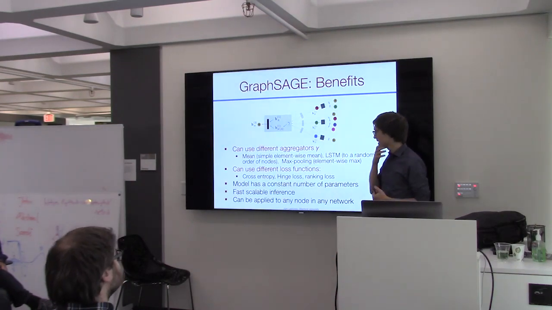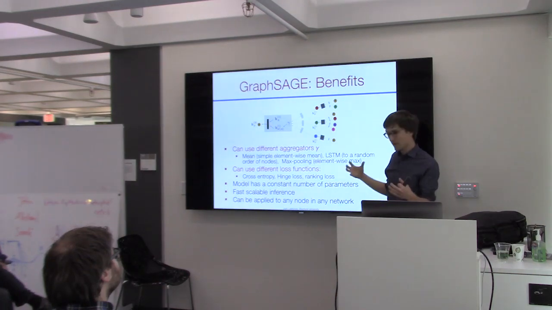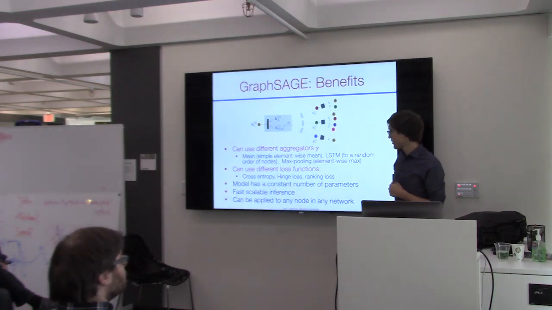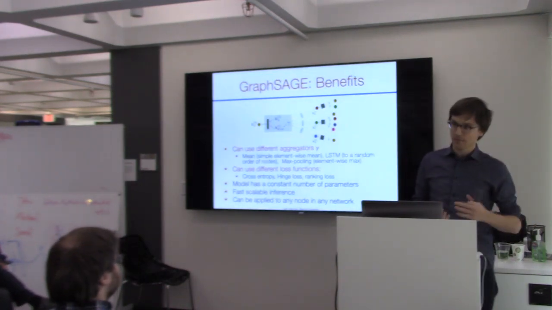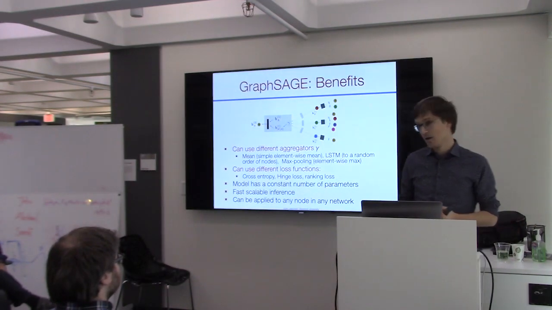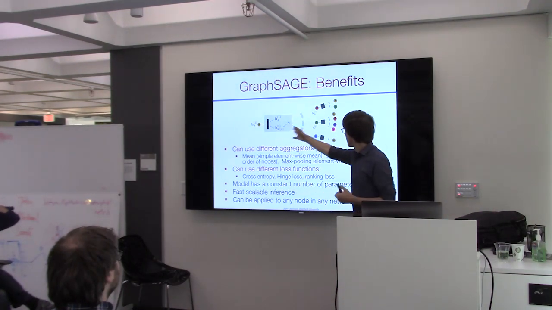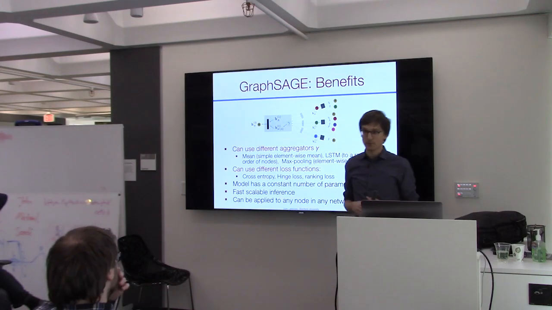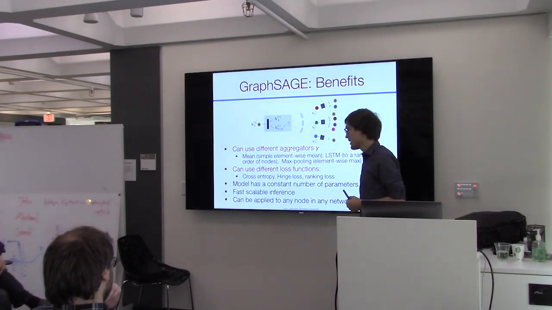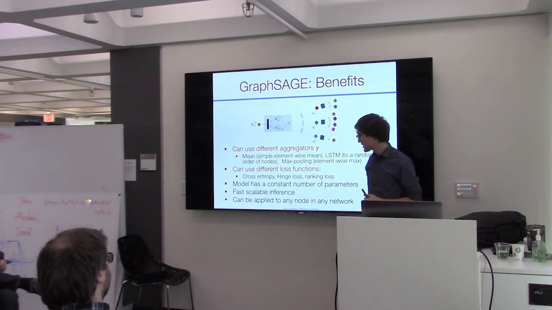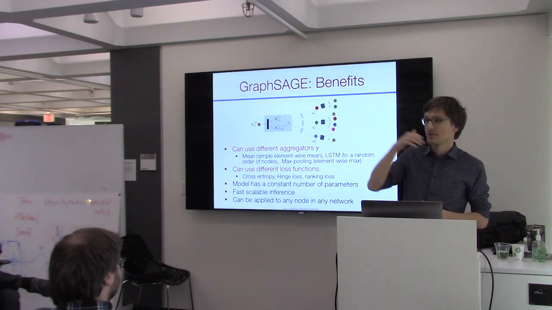This is extremely flexible because you can use different aggregators, different ways to combine the information from your neighbors. You can use different loss functions, in the sense of an unsupervised loss, which would be some kind of link prediction loss. But you can also have a downstream task for which you can optimize the parameters of this network. So you can really do end-to-end learning. The model has a constant number of parameters. It's amazingly scalable. And it can be applied to any node in the network or even across networks.